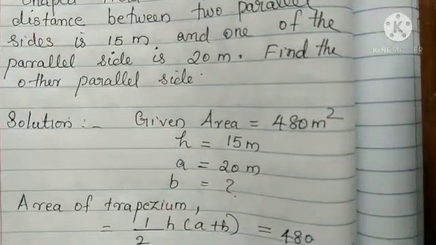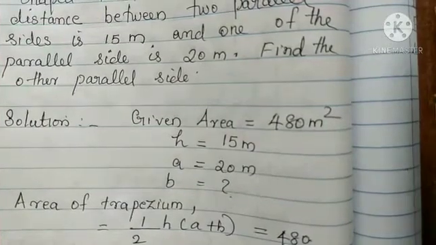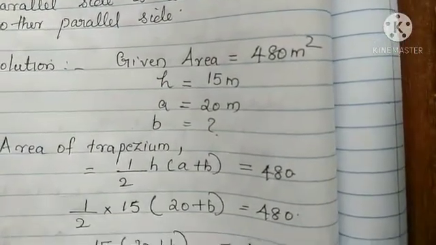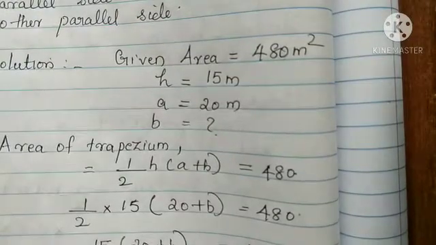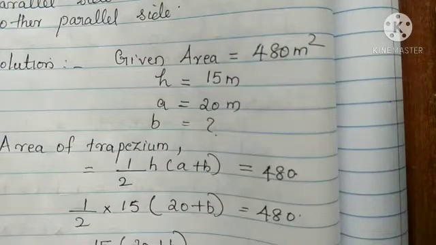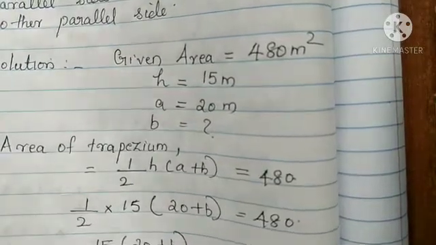So write the formula area of the trapezium half H into A plus B, that is given as 480. Okay. So half into 15 into 20 plus B. Substitute the values. 480. Then our calculation. How?